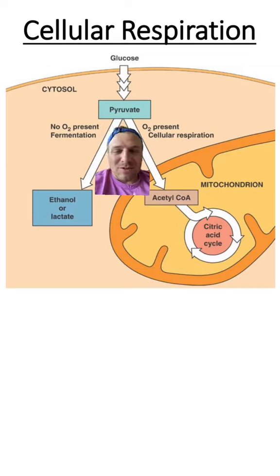Now, another main difference between these two processes is the amount of ATP that's going to be produced. There is a lot more ATP produced in aerobic respiration compared with anaerobic respiration. Because remember, the only thing that anaerobic respiration does is allow glycolysis to keep on occurring.